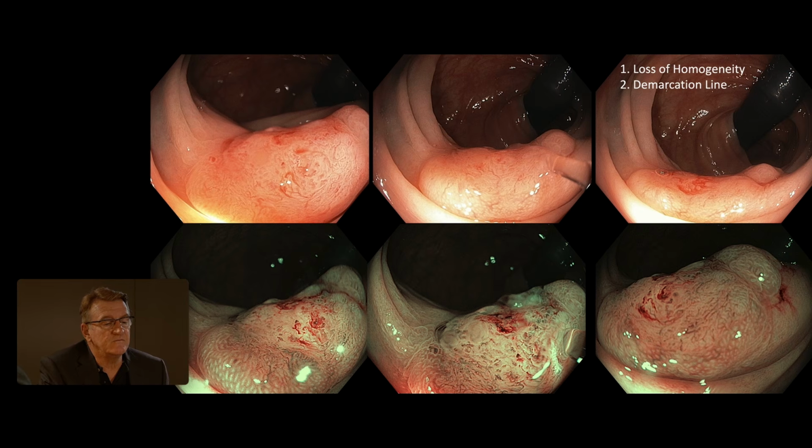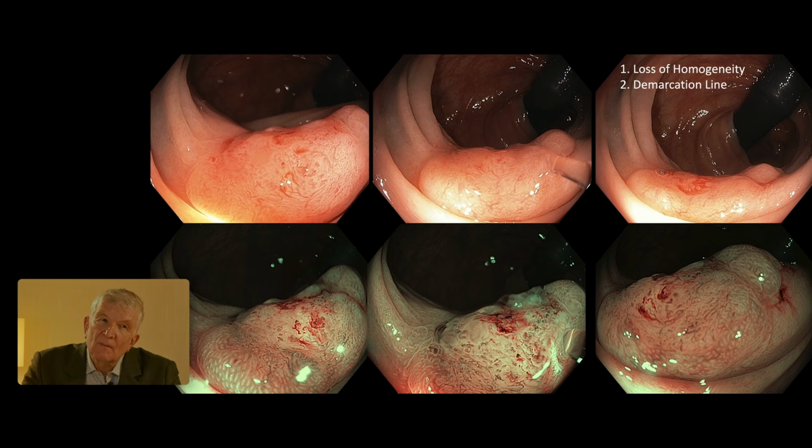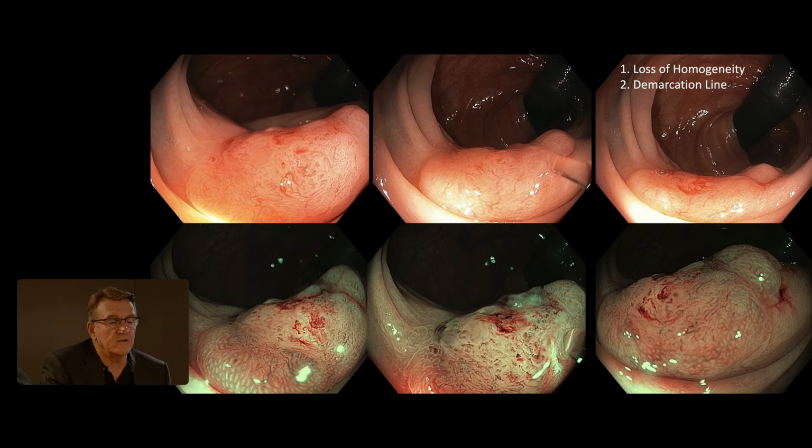But very simply, this is not a homogeneous lesion. There's loss of pit and microvascular pattern centrally. In fact, the loss is so bad, you can't even follow any pattern. There's a lot of amorphous white areas. This will be deeply invasive cancer.